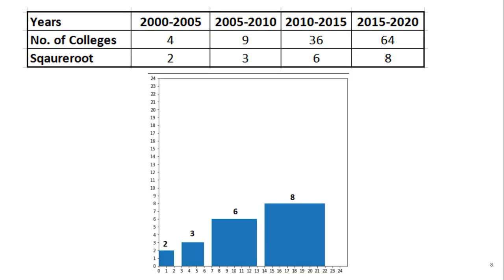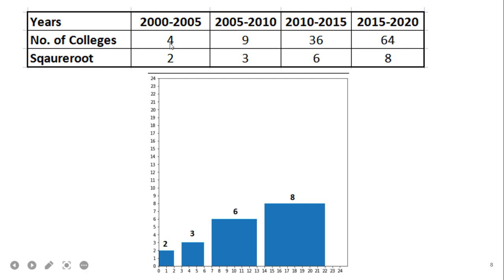Now see this example, that years are given in intervals: 2000 to 2005, 2005 to 2010, 2010 to 2015 and 2015 to 2020. So number of colleges are 4, 9, 36, 64. Now here there is a drastic change. Initially value is 4, then 9, 36, 64. For simplicity, I keep the small values because it is very difficult to represent on the screen.